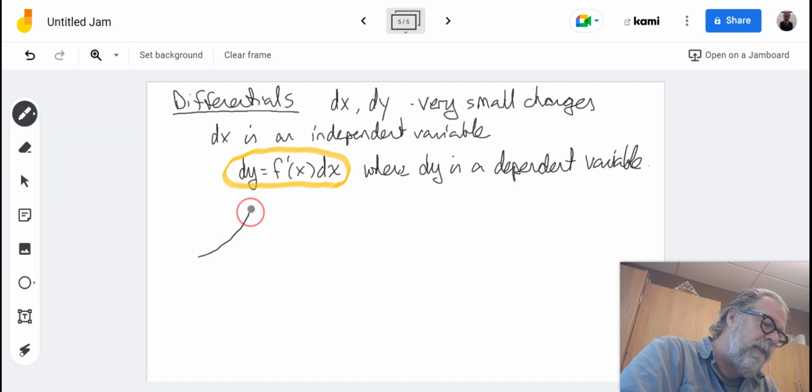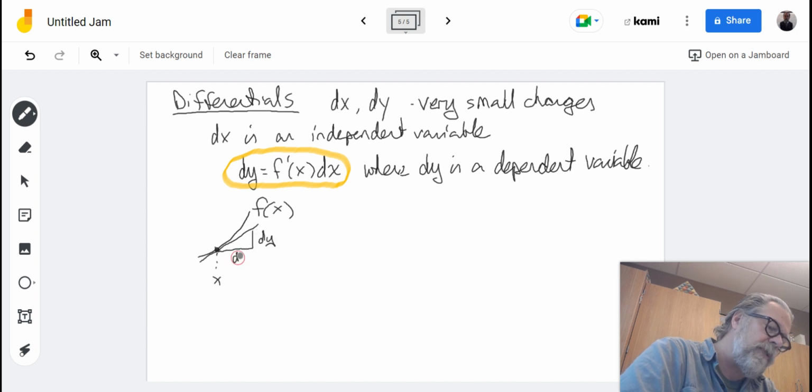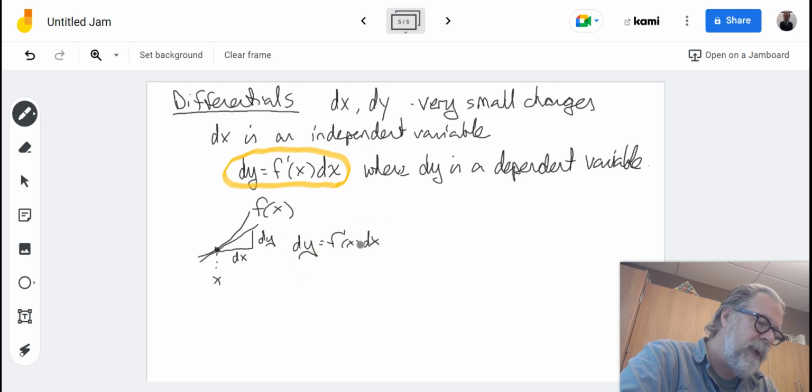If we think of f of x as some function, and here is my value x, and if I linearize, what I notice is that if this is my change in x and my change in y, then from the equation of this line, I can calculate dy by multiplying the growth rate by dx. So let's look at a quick example. This is example 5.